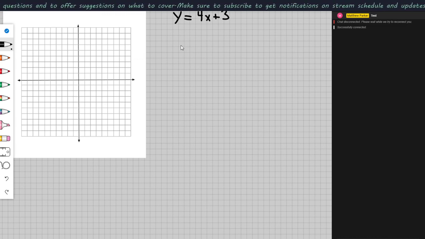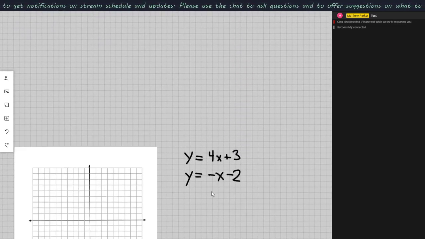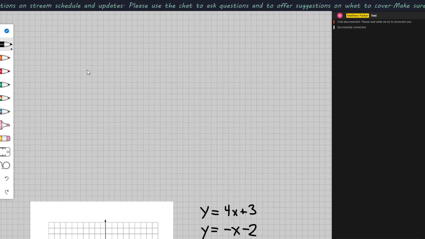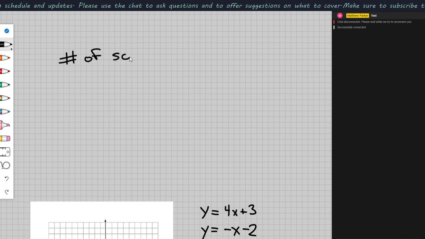There's one other thing I just need to discuss before I start this, so I'm going to write these problems down and then discuss that. The other thing I forgot to go over is the number of intersections with a system of equations. So when it comes to number of solutions, I'll just write this up here.